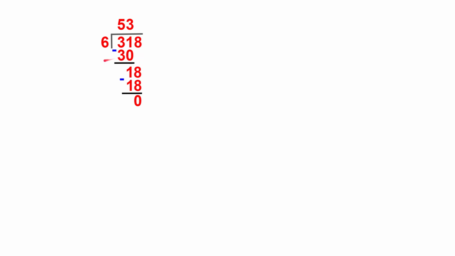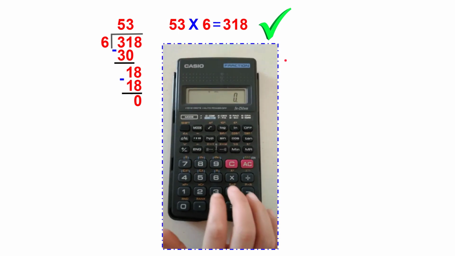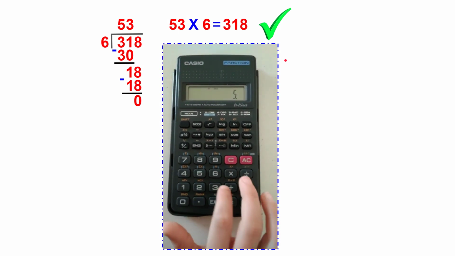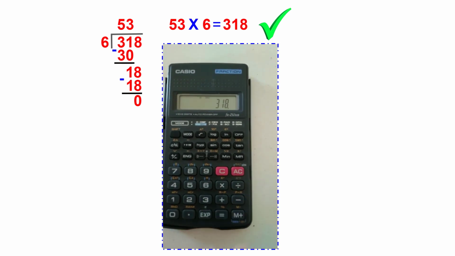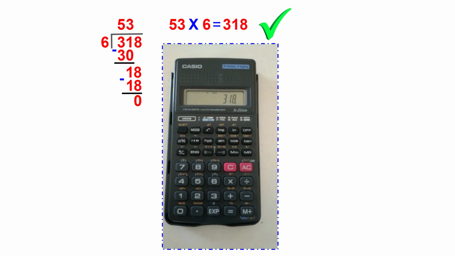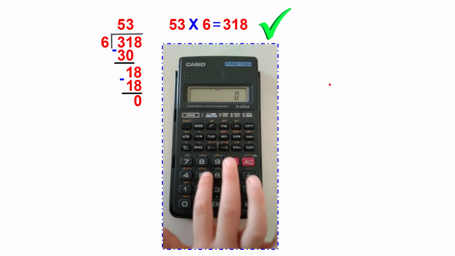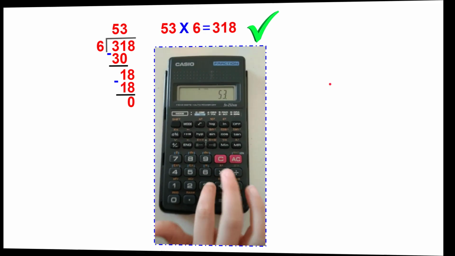318 divided by 6 is 53. Let's check ourselves. 53 times 6 is 318. And let's check it with a calculator as well. 53 times 6 is 318. That's great. Let's move to the next example.